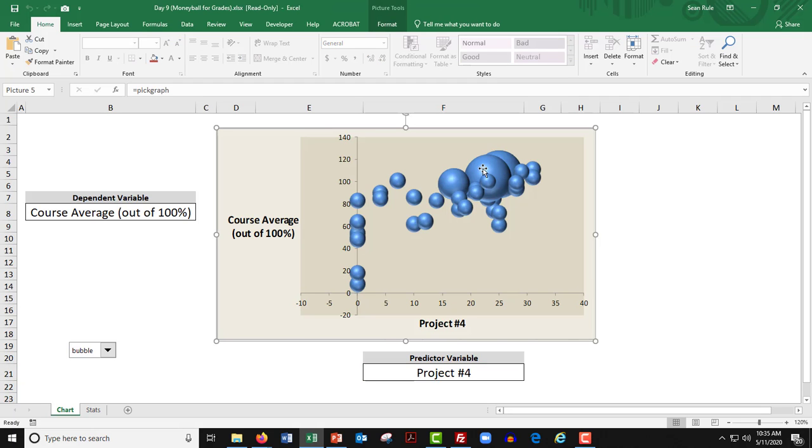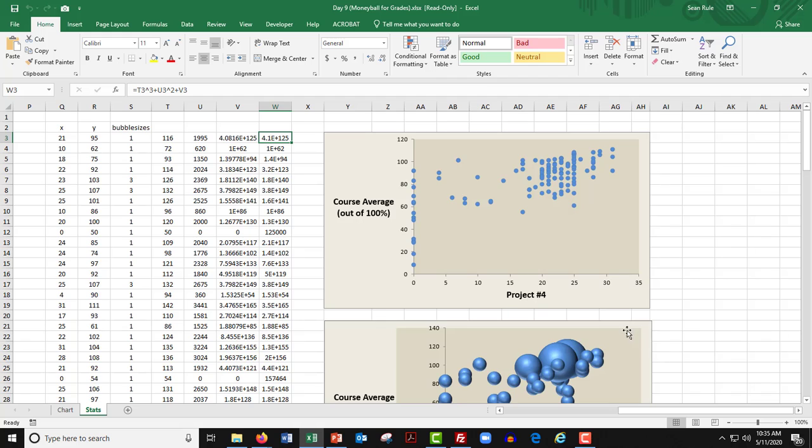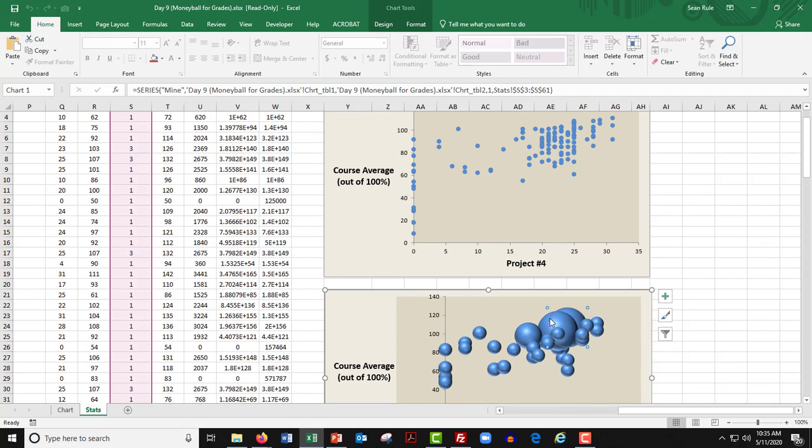For example, that bubble right there, which I'm having a hard time clicking on. I can click on it over here, though. This one right there. That particular point right there. Let's see if I can get Excel to tell me what it is. There. It says size 3. The data point is 23, 103, and its size is 3.